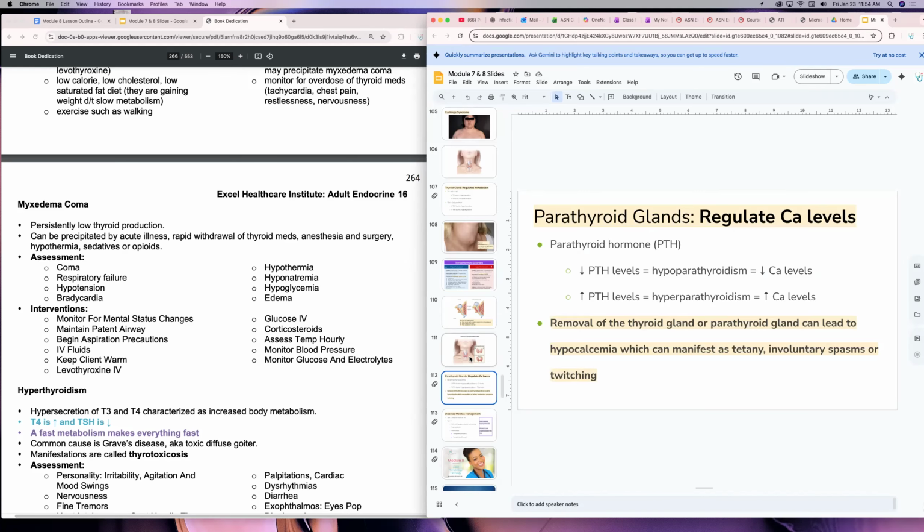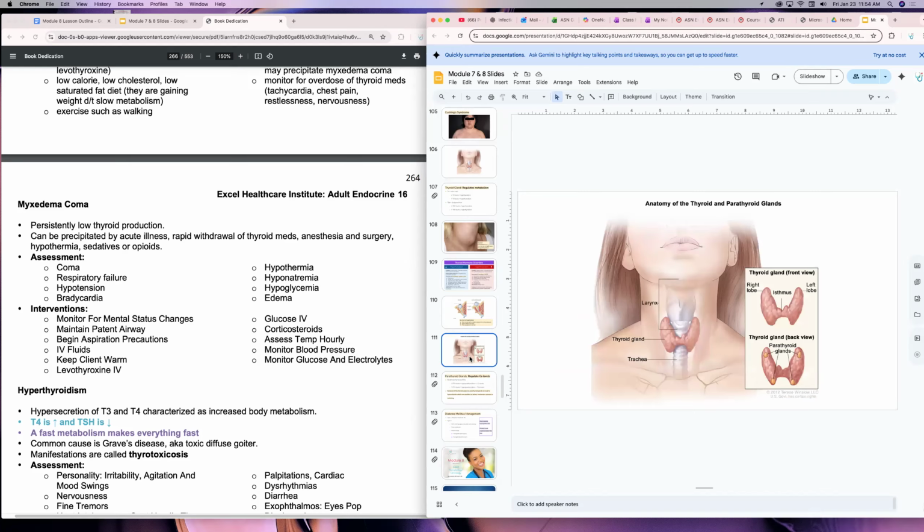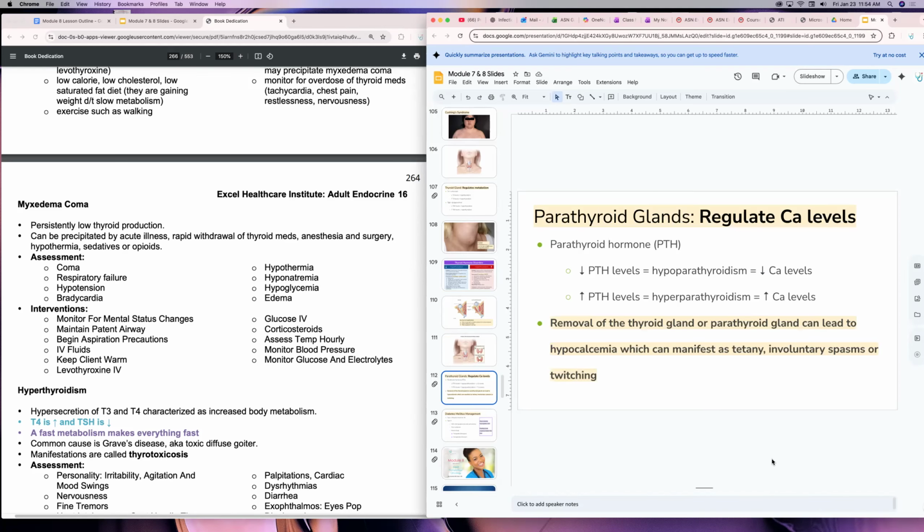The last group of disorders we're going to learn about, there's just two more groups really quickly, we're going to talk about the parathyroid glands, which are on the back of the thyroid. Parathyroid glands regulate calcium levels. So they deal with parathyroid hormone. When they have low parathyroid levels, it causes hypoparathyroidism, which is going to lead to low calcium levels. High parathyroid hormone levels are going to lead to hyperparathyroidism, which causes high calcium levels.